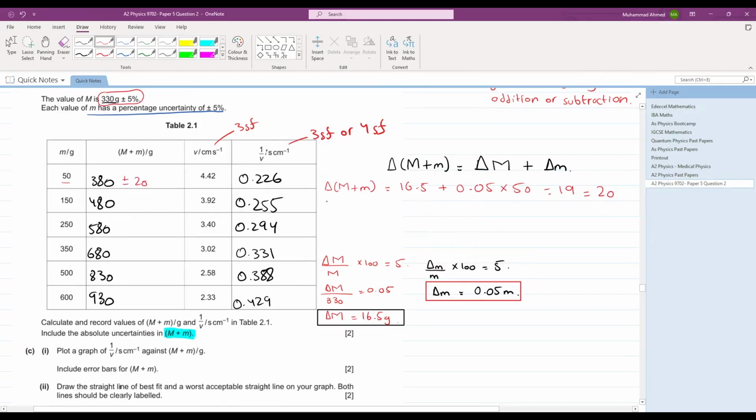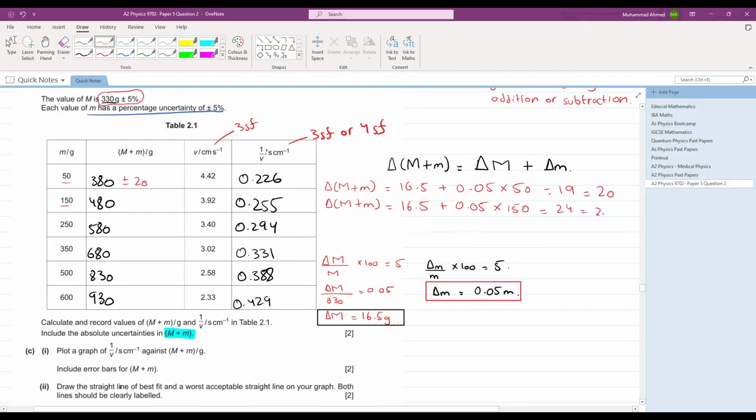Let's do it for the second row as well. Absolute uncertainty in capital M plus a small m will be equal to what? Absolute uncertainty of capital M plus the absolute uncertainty of a small m. This time the value of m is 150, so in place of 50, 150. And now let's calculate the answer. This comes out to be 24.